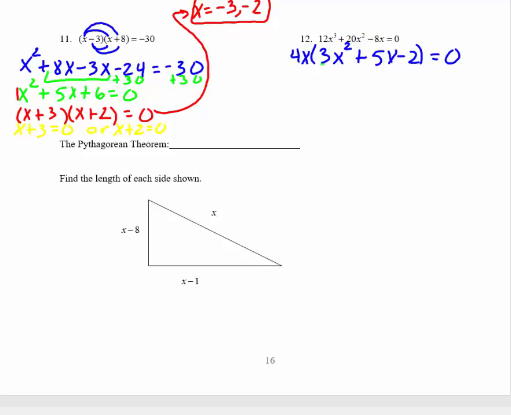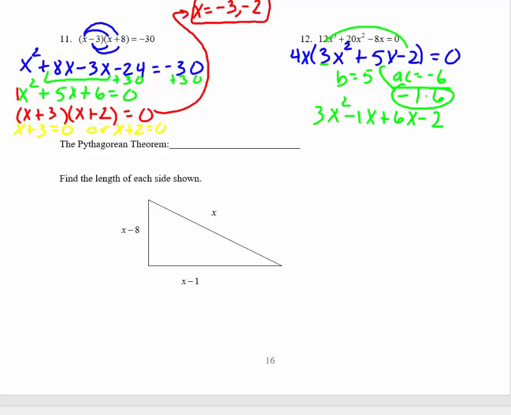The number in front of x squared is a 3, which means I'm going to have to do my AC method. So a times c is negative 6. I need the factors of negative 6 to add up to a positive 5. What would those be? Negative 1 and positive 6. So those terms get replaced into the b term. So we get 3x squared minus x plus 6x minus 2.